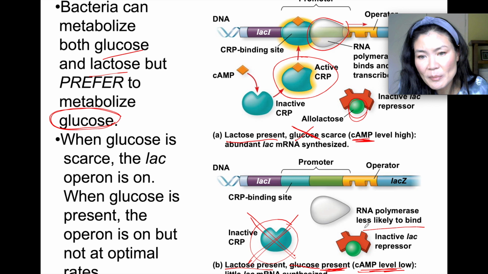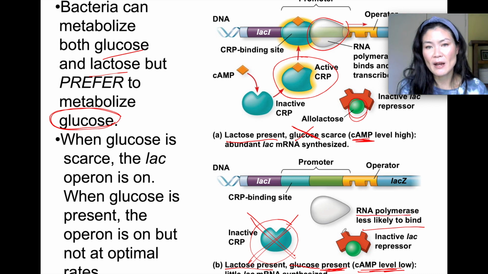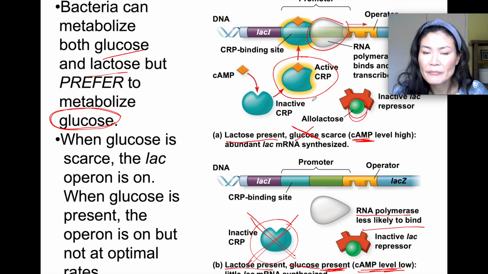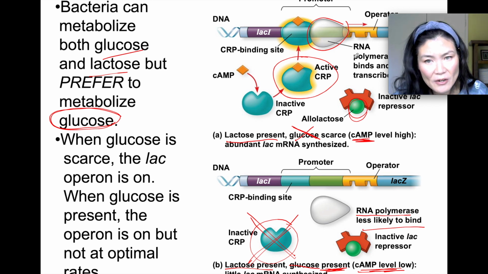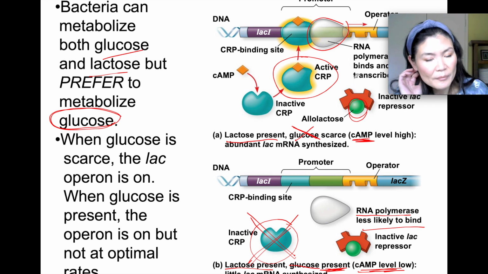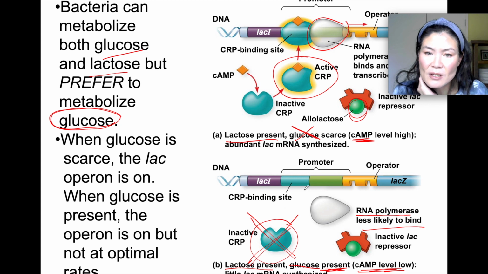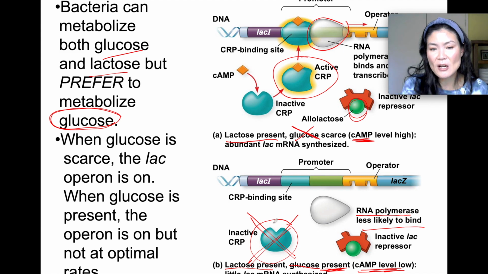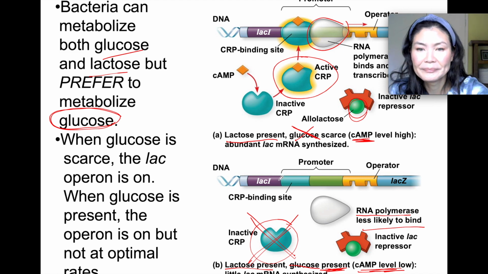It says right here, RNA polymerase is less likely to bind, okay? So the active CRP activates, it helps the RNA polymerase bind to the promoter for transcription if there's only lactose around, okay? If glucose is scarce, then transcription of these genes that are going to help break down lactose is high, whereas if glucose is around, so is lactose, this operon is slowed down. Okay, it slows down because the CRP is not active.